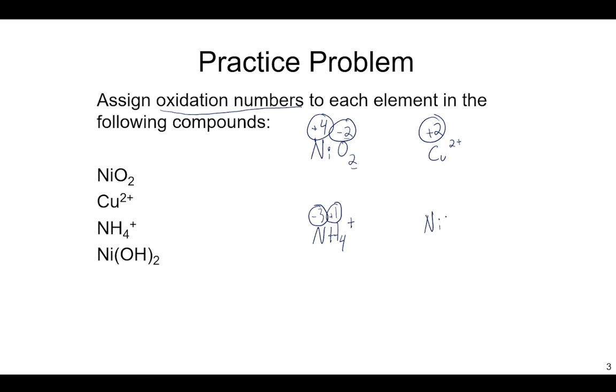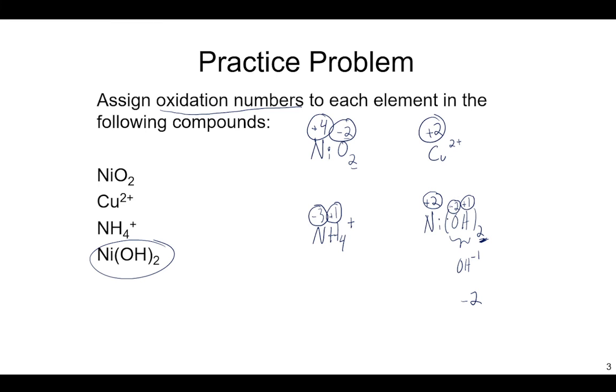Lastly, let's look at nickel hydroxide. We can go through each element. Oxygen, usually -2. Hydrogen +1. So overall, this OH is going to have a -1 charge, which we also know hydroxide is -1. There are 2 of these hydroxides overall. So there's a -2 charge overall here from the OHs, meaning that my nickel oxidation state must be +2 since this nickel hydroxide is neutral overall. So nickel here would be +2, oxygen -2, hydrogen +1.